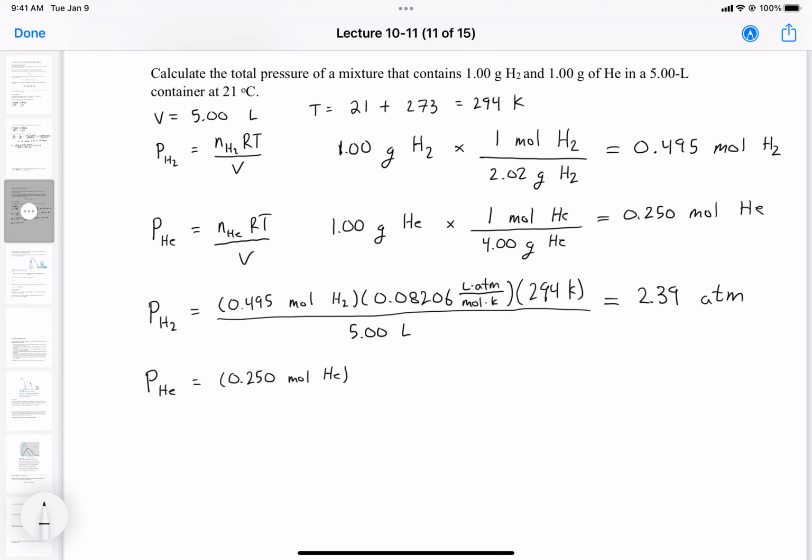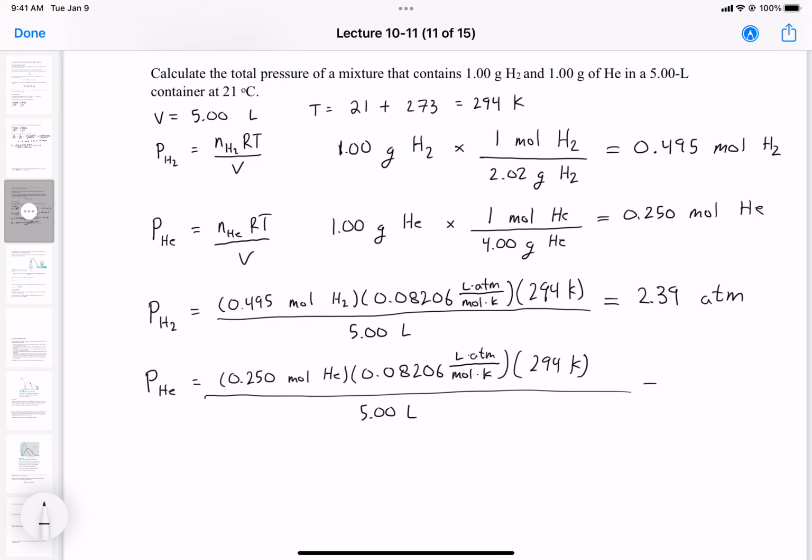So we get moles of helium now. Same kind of deal here. And we solve this, we get 1.21 atm.